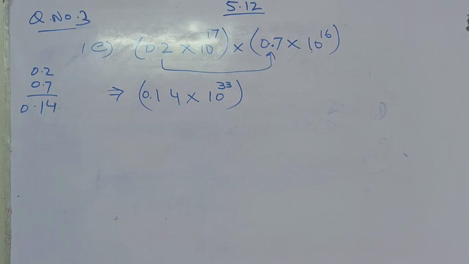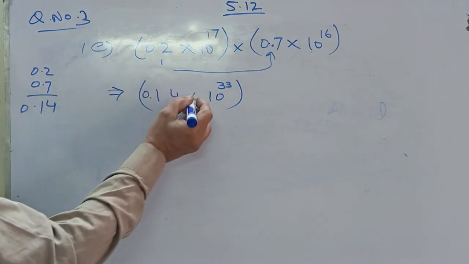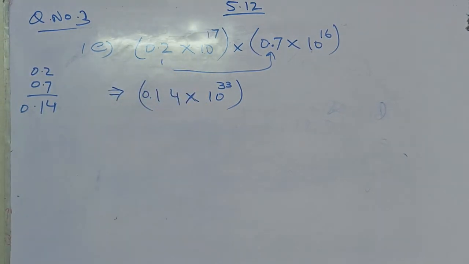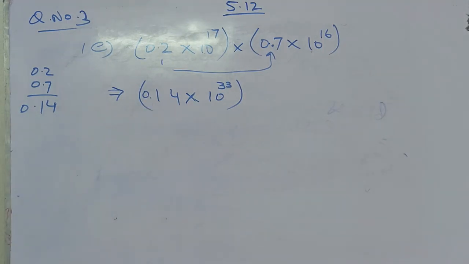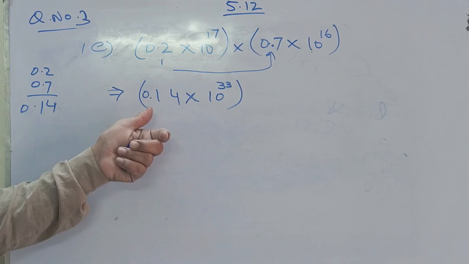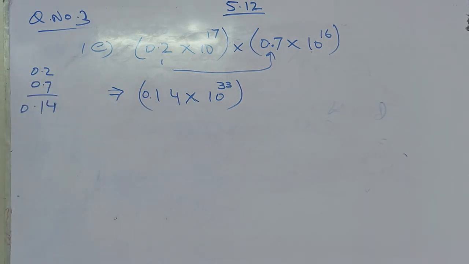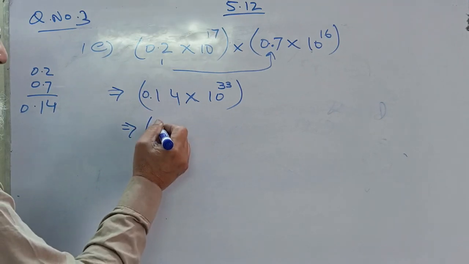But we have not seen such a type of figure so far. We have already seen 1 point something, 2 point something, 3 point something, but we haven't seen any number starting from 0. So if you want to do it like this, yes, we can do it.